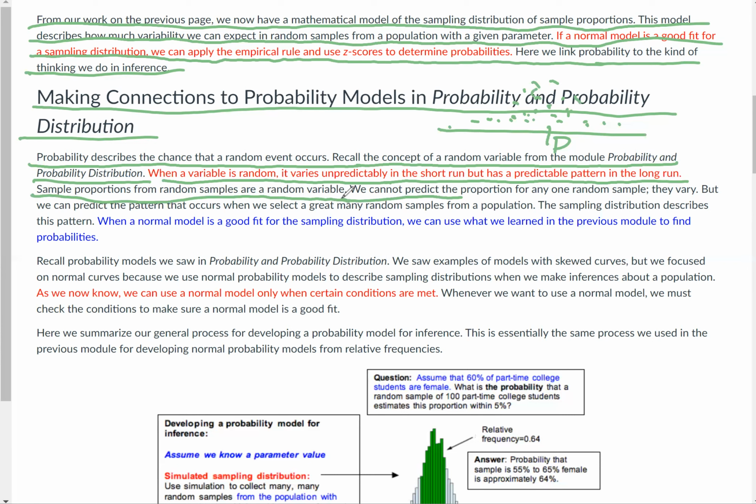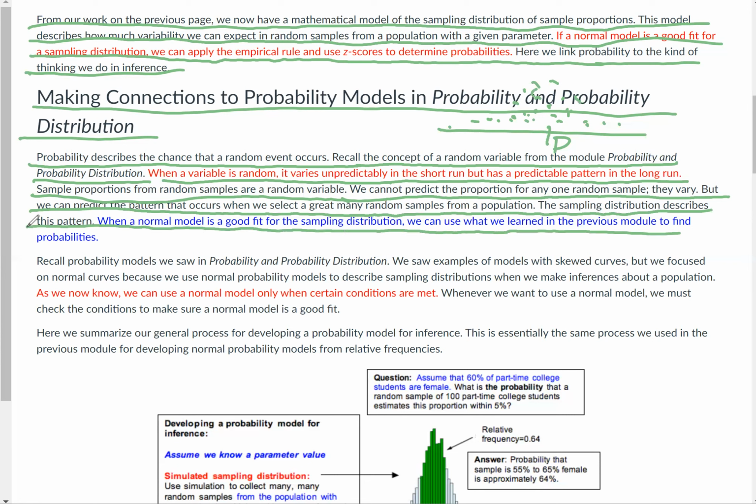We cannot predict the proportion for any one random sample, they vary, but we can predict the pattern that occurs when we select a great many random samples from a population. The sampling distribution describes this pattern. When a normal model is a good fit for the sampling distribution, we can use what we learned in the previous module to find probabilities.